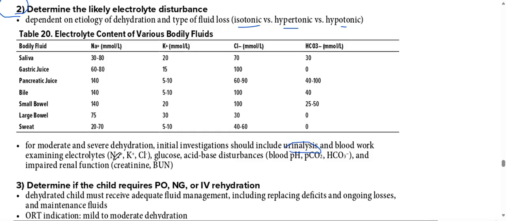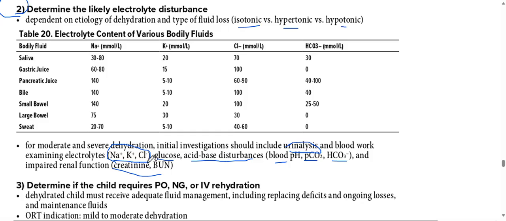We have to look at certain electrolytes: sodium, potassium. The three main electrolytes to be checked in case of dehydration are sodium, potassium and chloride. Then we also need to check the glucose and the acid-base disturbances. Then we need to check the blood pH, partial pressure of carbon dioxide, bicarbonate, and impaired renal function. We need to check basically urea and creatinine.